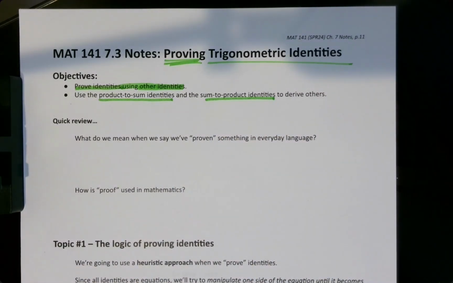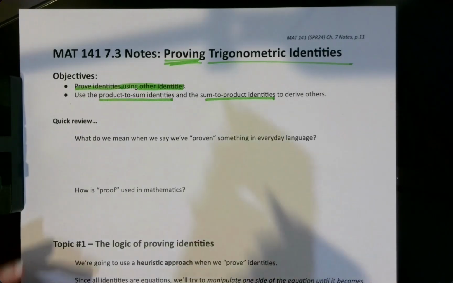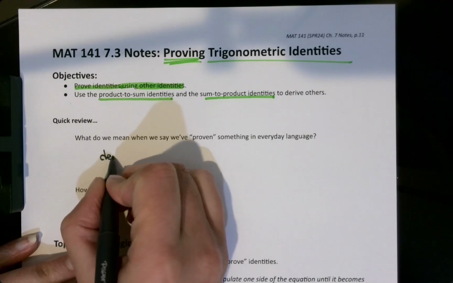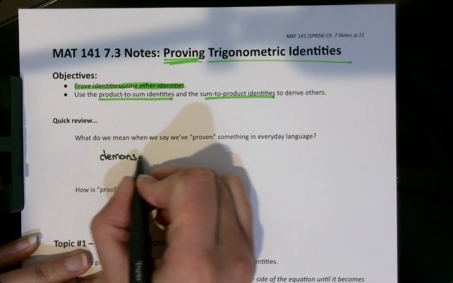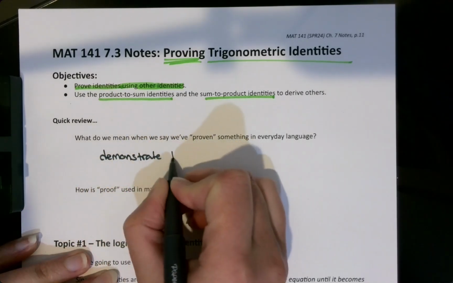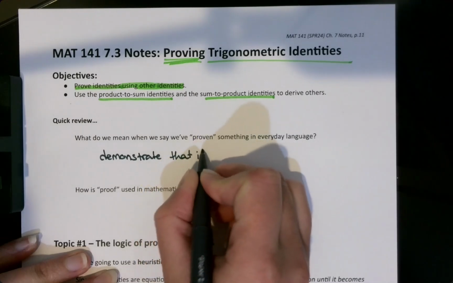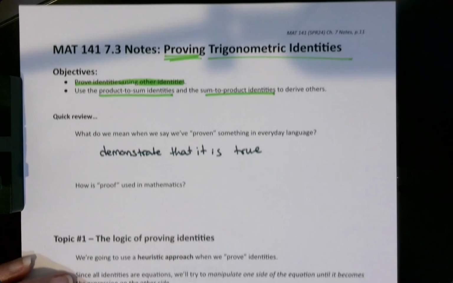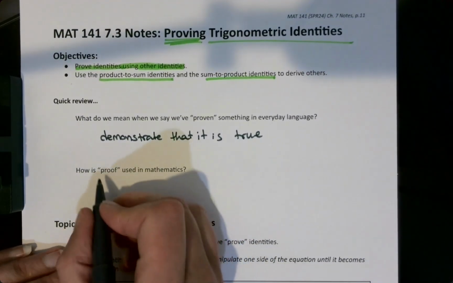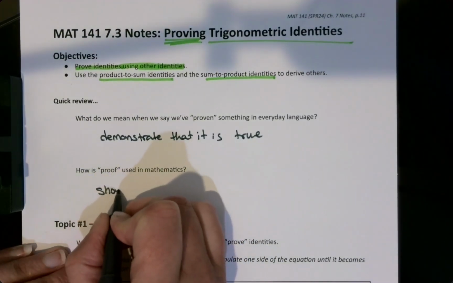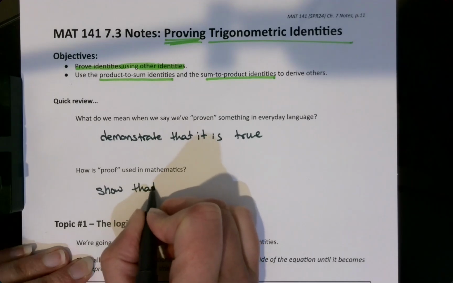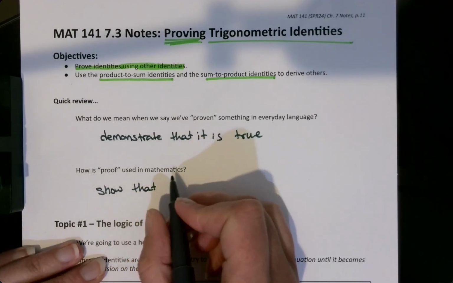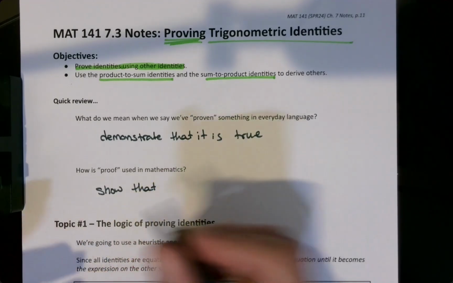Quick review. What do we mean when we say we've proven something in everyday language? So when we prove something, we want to demonstrate that it is true. So how is proof used in mathematics? If we're trying to prove an identity, we want to show that both sides of the equation or identity are always the same or are equal to each other.